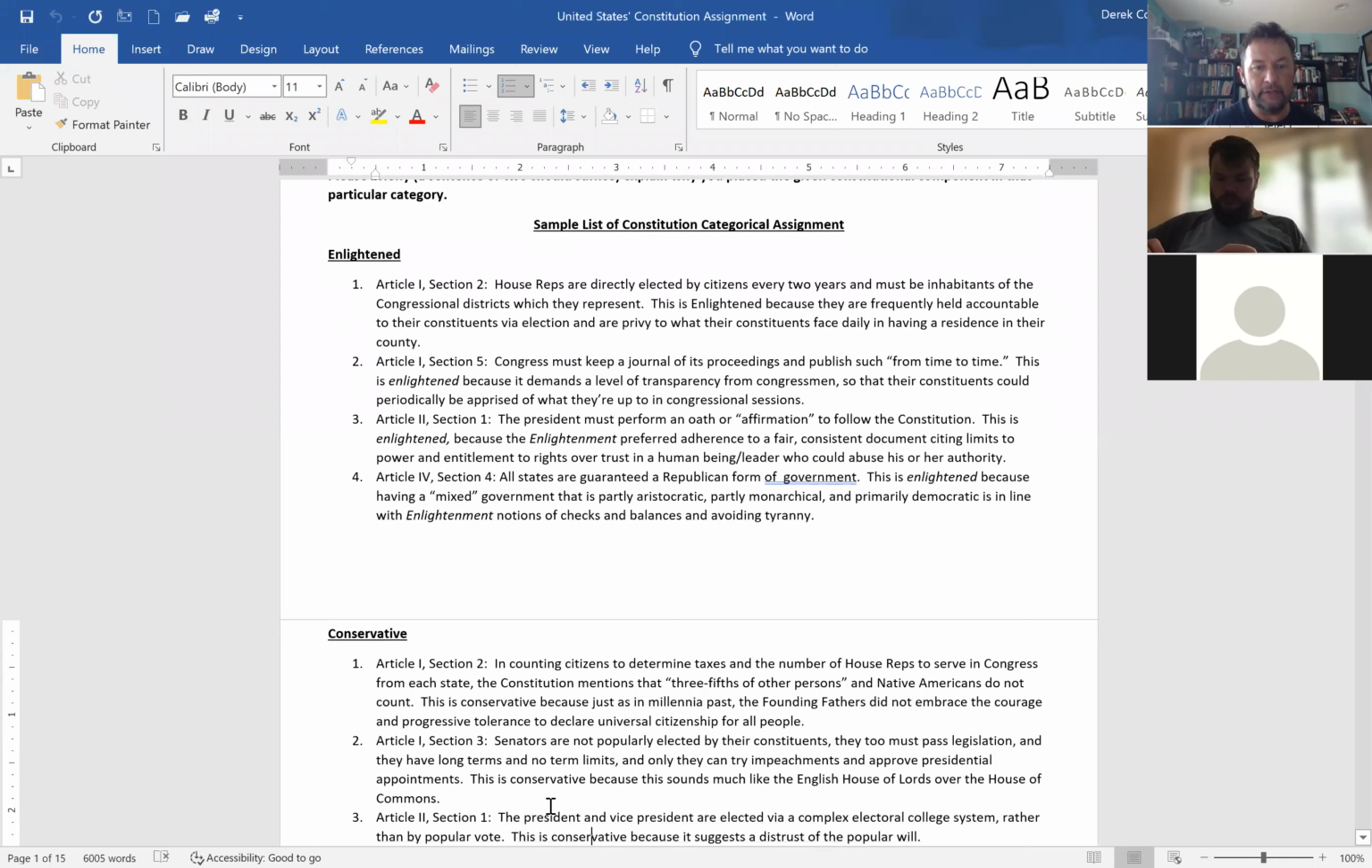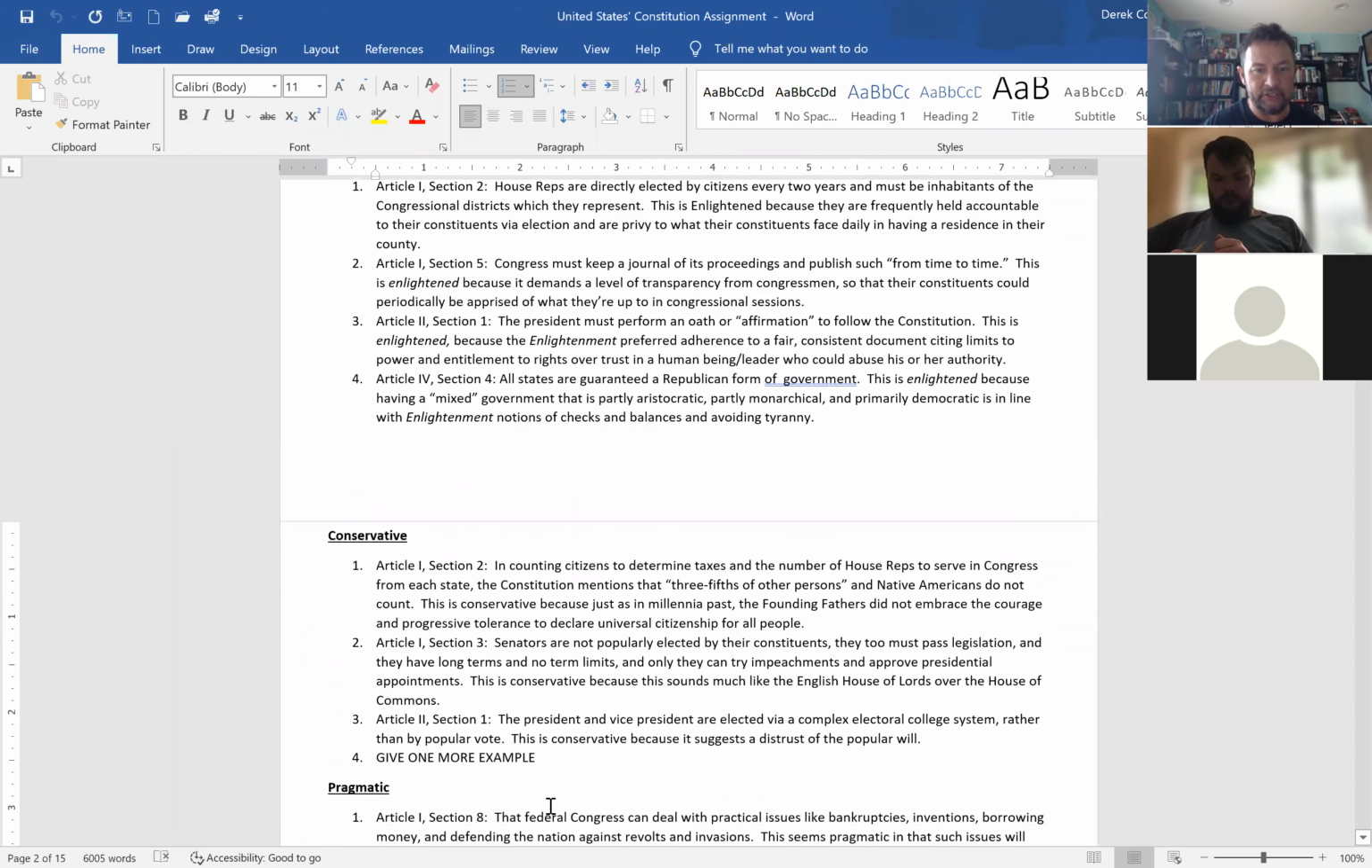So yeah, and then notice I describe what that section is about, and I give just a sentence explanation as to why it is conservative, pragmatic, or enlightened, in my estimation.